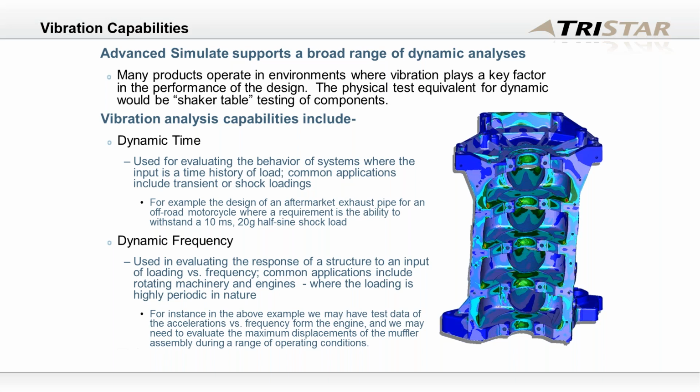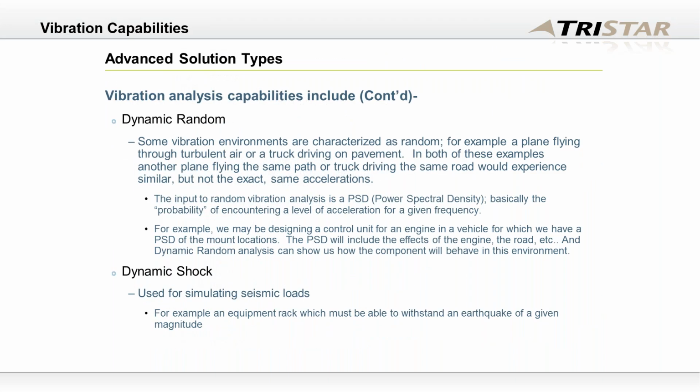And you can also apply an accelerometer, right? You could create a probe and even compare it with real world accelerometer readings to correlate that, to give you that initial confidence, as well as dynamic random and dynamic shock. Dynamic random is more for PSD, right? Power spectral density plot, mainly used in the aerospace industry.